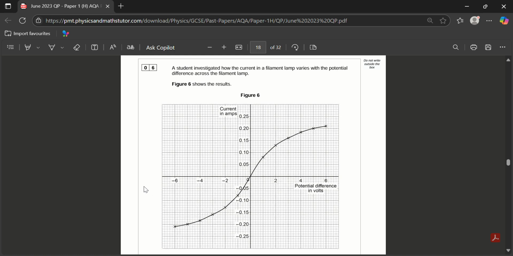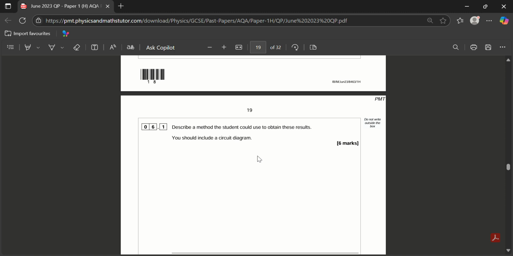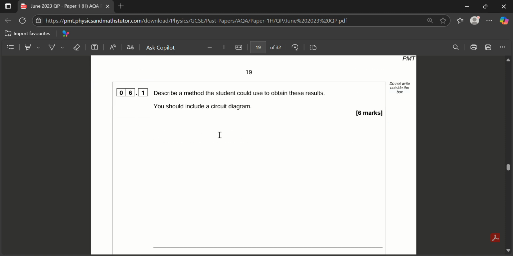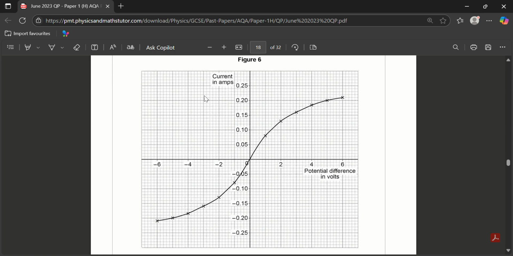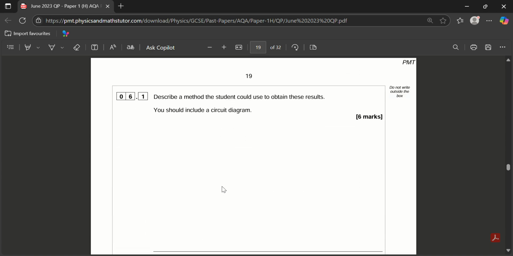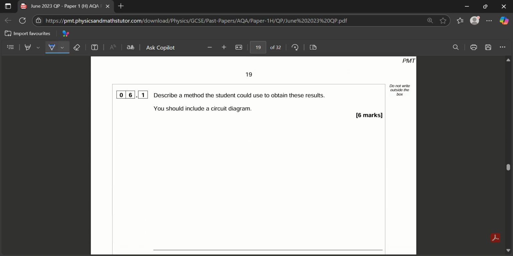Here on question 6 we have a graph plot for a filament lamp of current against potential difference. We have an IV characteristic graph, and we should describe a method that the student can use to obtain these results, including a circuit diagram. So to obtain these results, we obviously need an ammeter to measure the current and a voltmeter to measure the potential difference. So let's start making the circuit then, shall we?